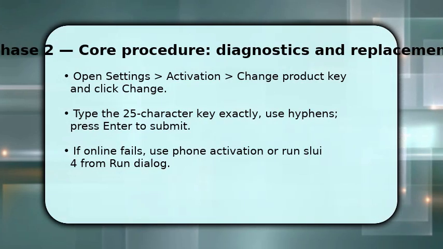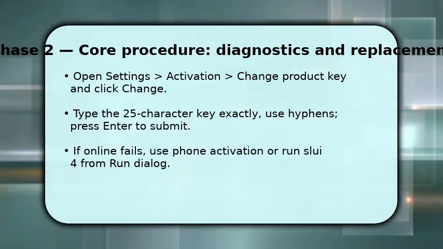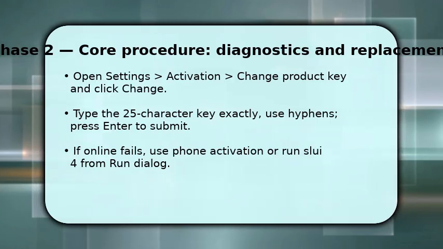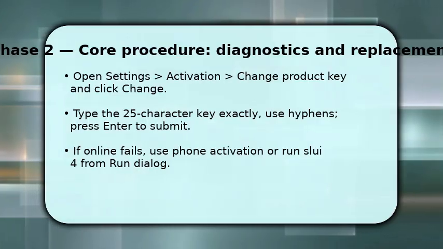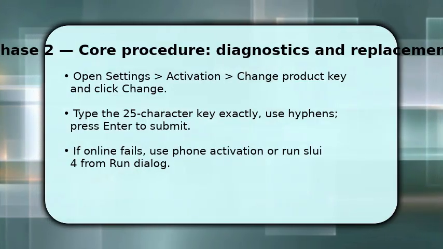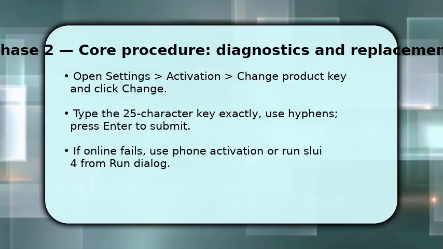You now type the 25-character key precisely into Change Product Key. Use the hyphens as shown and then press Enter. Windows attempts online validation, and you should watch for success or specific error codes. These explain why activation may not complete.